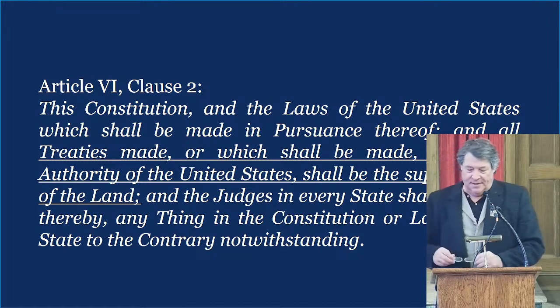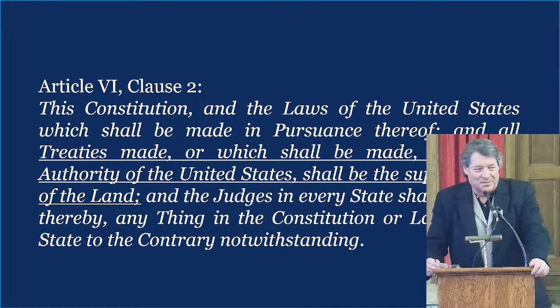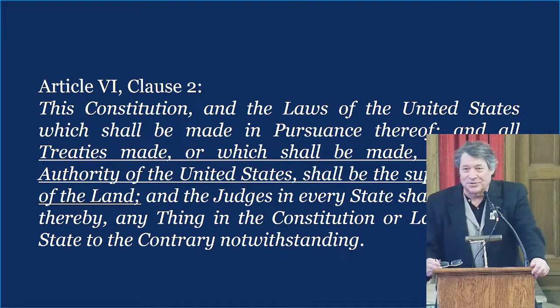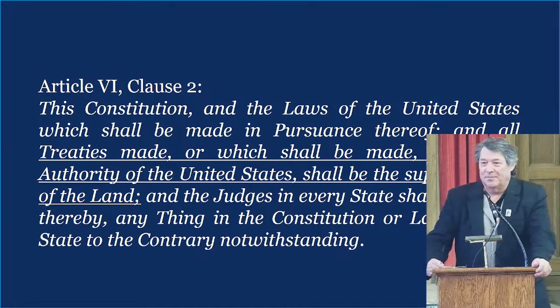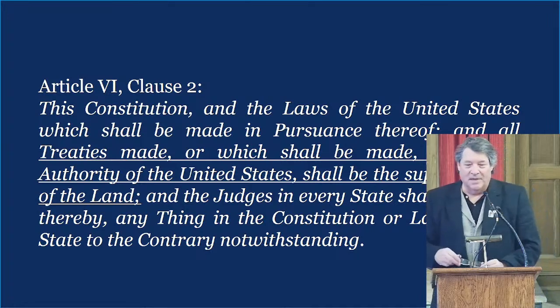This is what's known as the Supremacy Clause in the Constitution. And the underlying parts there, all treaties made or which shall be made under the authority of the United States shall be the supreme law of the land. And so the question then becomes, how do you make any law that affects a treaty that's not unconstitutional?